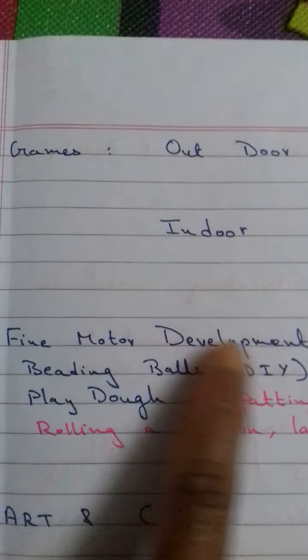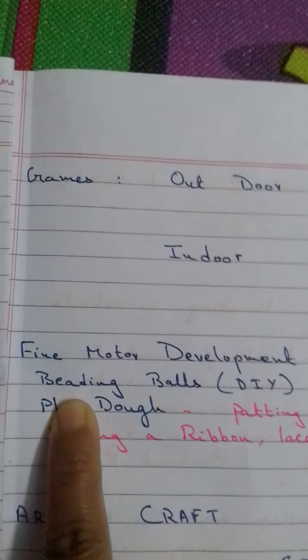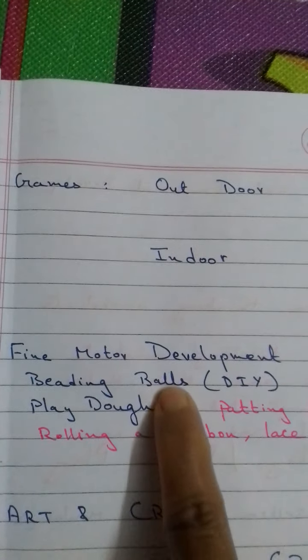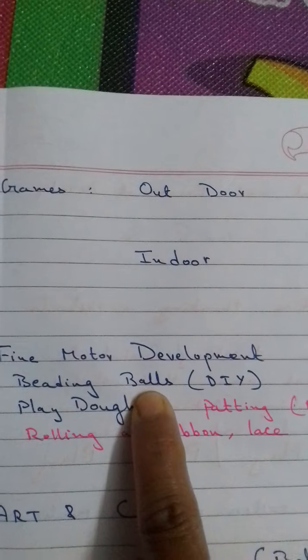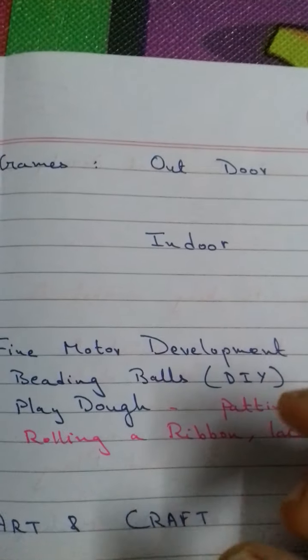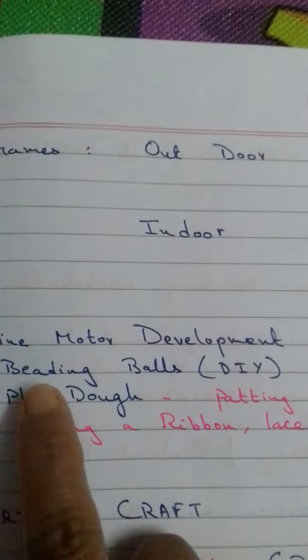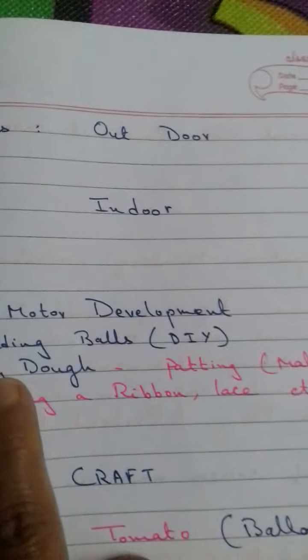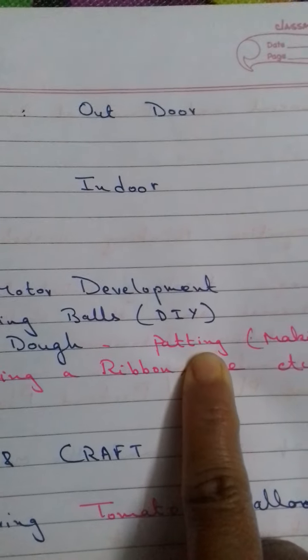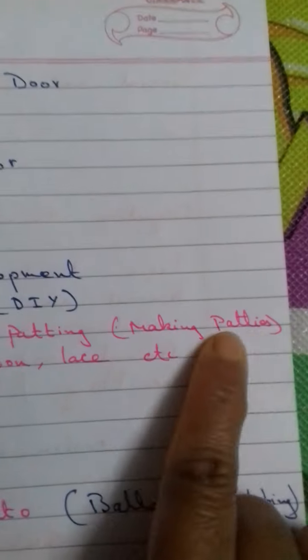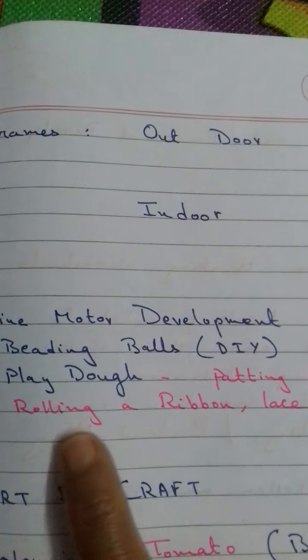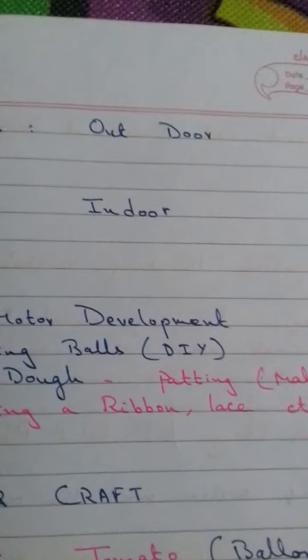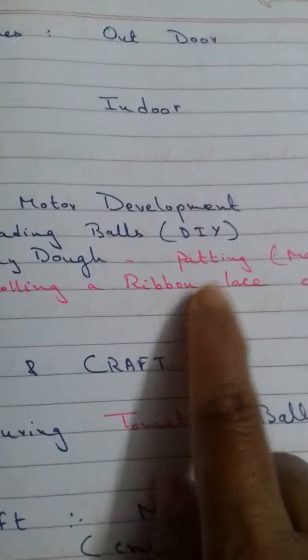Then fine motor development, here I have given beading balls. In case you don't have beads, you can buy small plastic balls and drill holes and give them to the child for beading activities. In Play-Doh it is patting or making patties, rolling, ribbon, lace, etc. I will show these activities in my upcoming video.